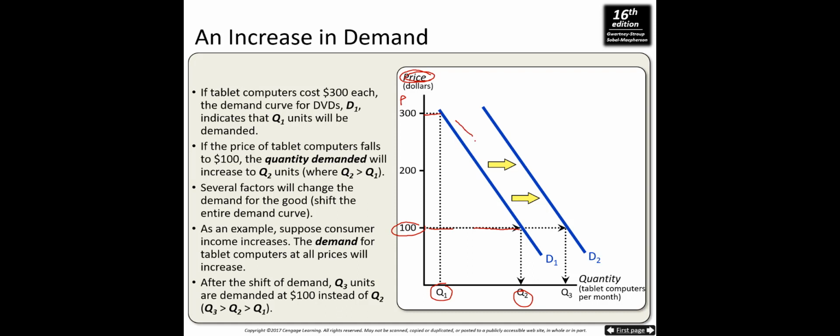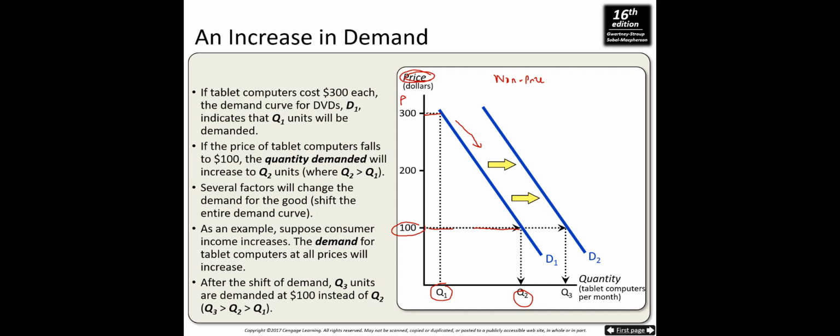You move along the curve to reflect the change. So you are switching from one quantity to another. But that's not always the story, because we have other determinants of demand, which are not the price of the good itself. We call them non-price determinants, because these are the determinants other than the price of the good itself. Several factors will change the demand for the good, shifting the entire demand.